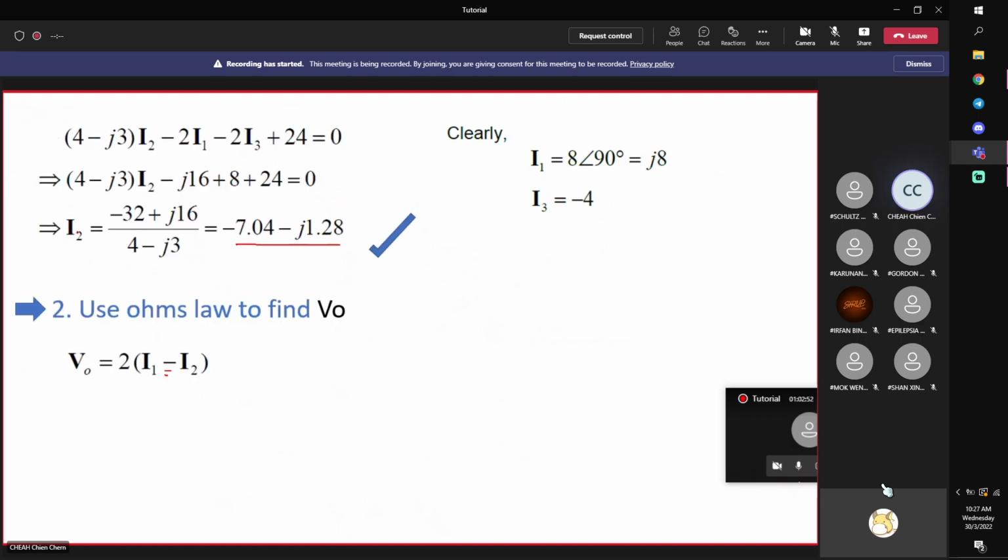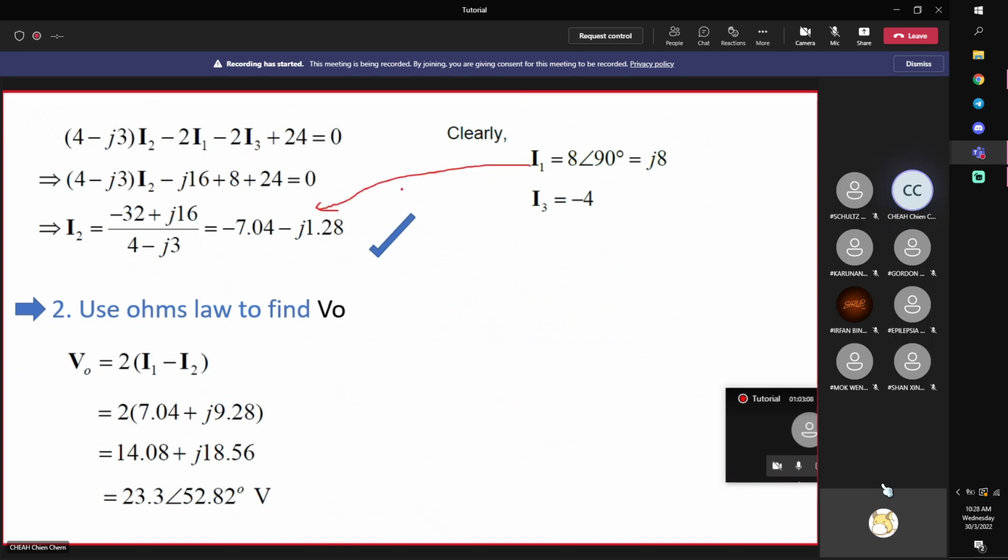So we have found I2. Now I1 is also known. It's already in rectangular form, right? We have converted it, and therefore we can do the subtraction. Right? If you subtract this, I1 minus I2, I1 minus this one, it means j8 minus this one. So here negative becomes positive. Right? And then this also becomes positive. Negative, negative becomes positive. So you add 8 plus 1.28 is 9.28.